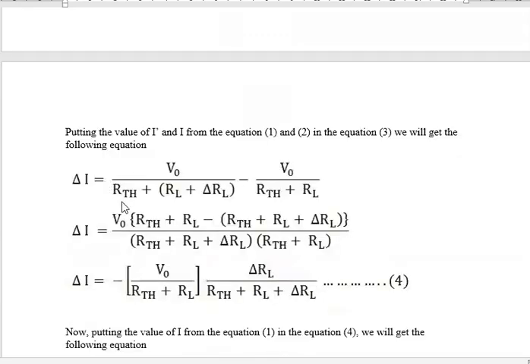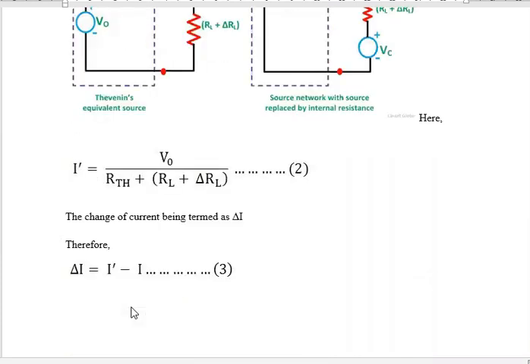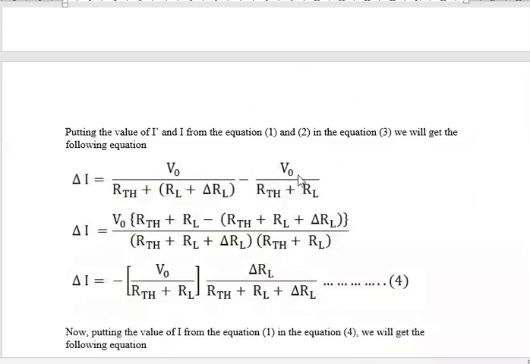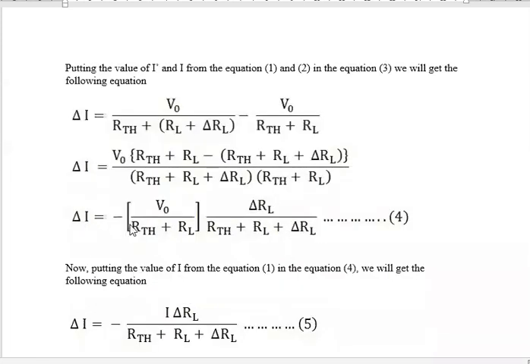So I dash is the formula that we got here: V naught by RTH plus RL plus delta RL, minus I, which from equation 1 is V naught by RTH plus RL. After simplifying this, we are getting delta I as V naught by RTH plus RL, simplified later into delta RL by RTH plus RL plus delta RL.